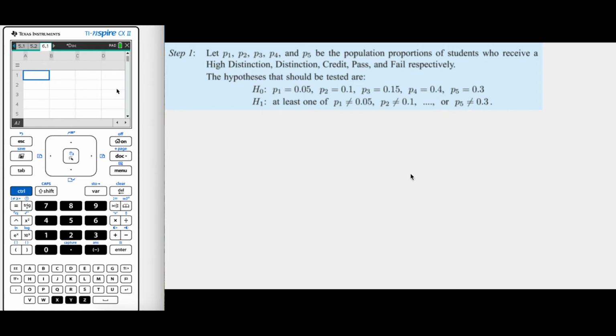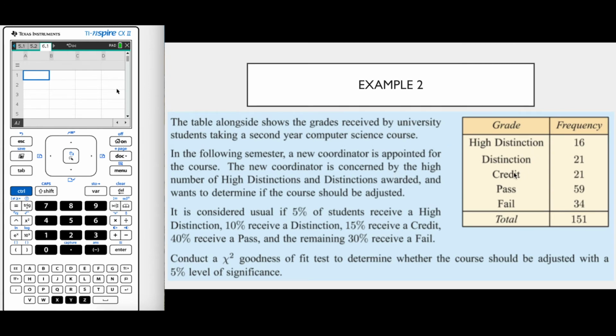Now that we have that, let's talk about the degrees of freedom. We have 1, 2, 3, 4, 5 different grades, so therefore the degrees of freedom will be 4. 5 minus 1 is 4. Okay, let's put everything in our spreadsheet. We're going to have our observed data, and we're going to have our expected data. The observed, we have 16, 21, 21, 59, and 34.